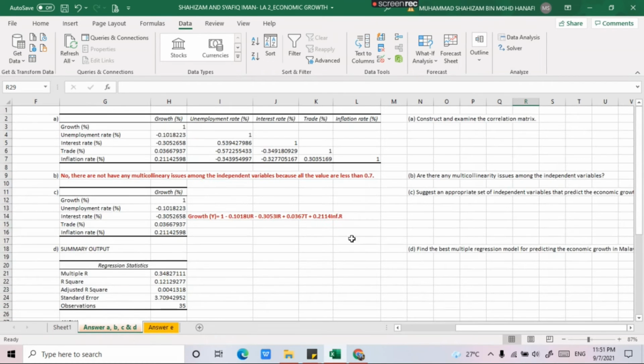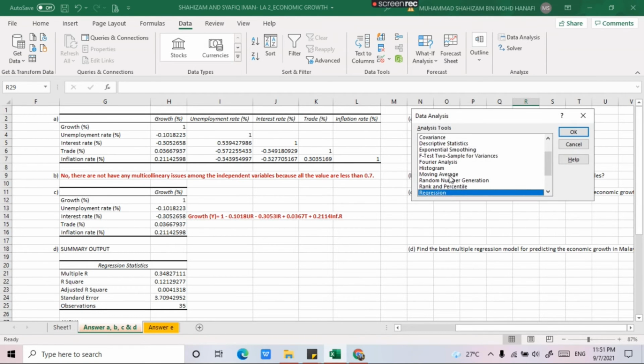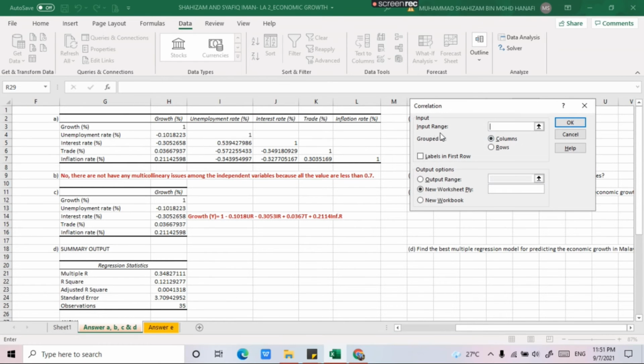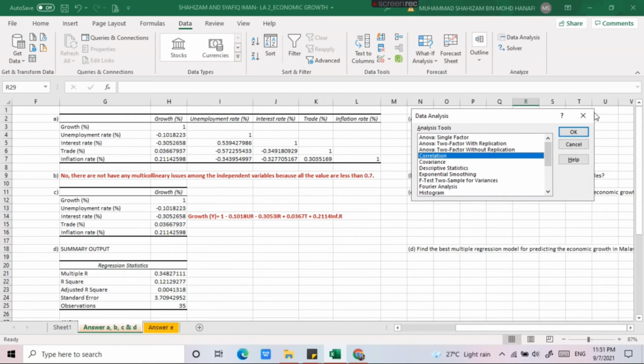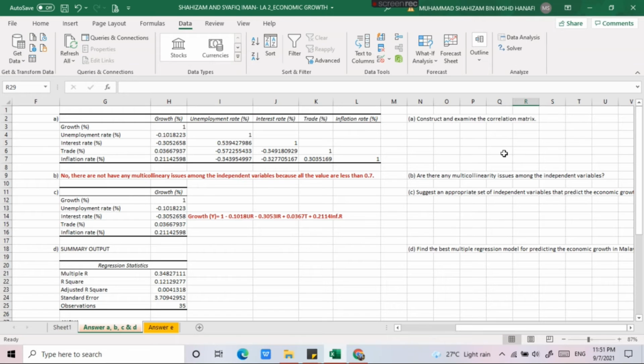Okay, for question A, construct and examine the correlation matrix. I create this correlation table using this data analysis, and then I choose the correlation. And then I put the range that is needed, which is from the growth until the inflation rate. So that's this data exists.